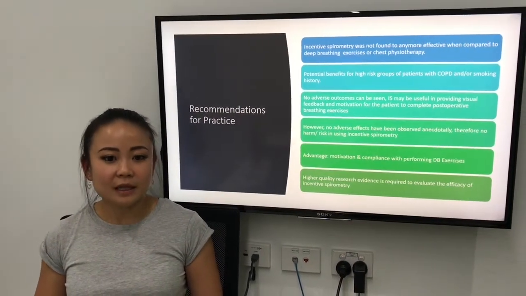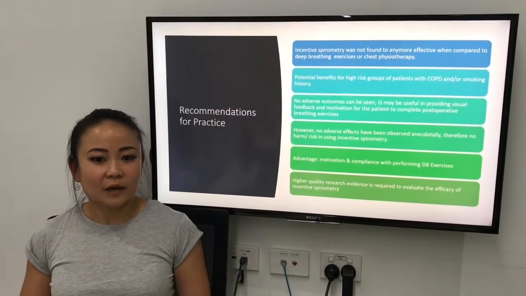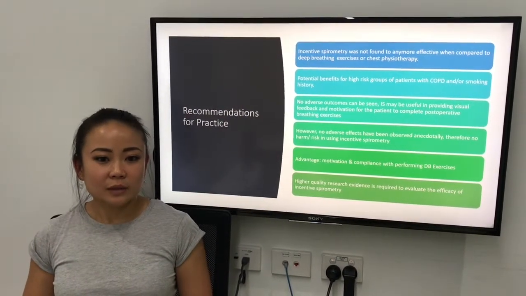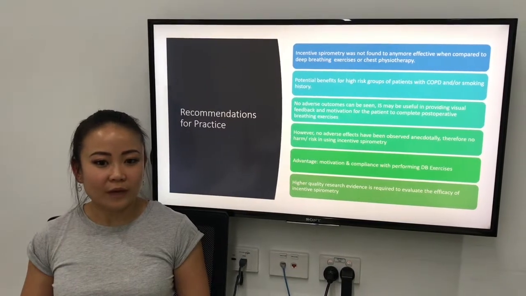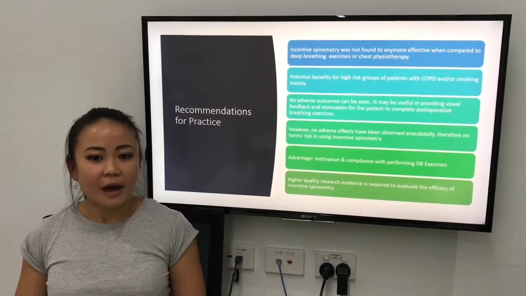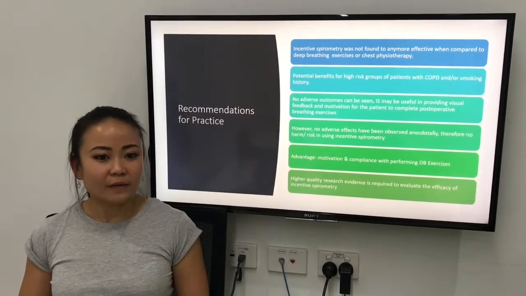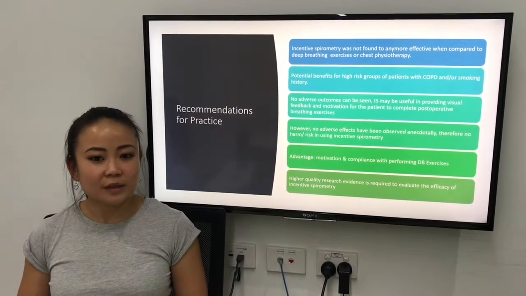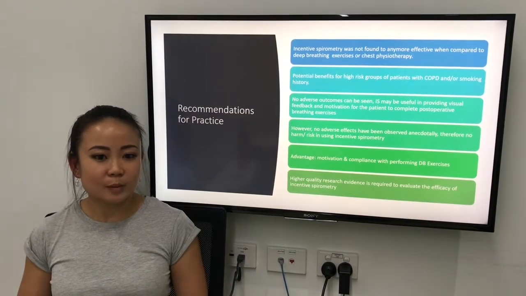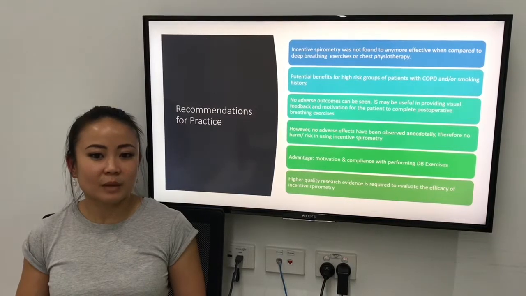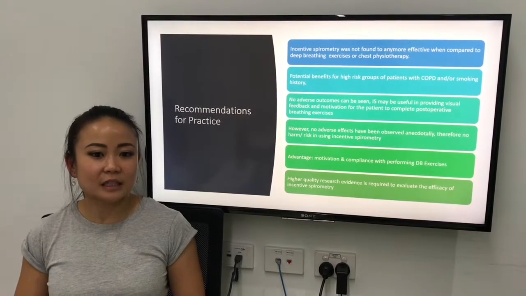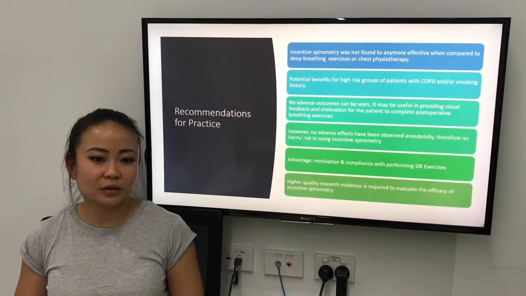As we have discussed, the research quality is not of the highest quality. Therefore, careful consideration is required when providing incentive spirometry as a form of treatment. However, neither of the studies reported adverse events as a result of incentive spirometry as a form of treatment when compared to deep breathing exercises and chest physiotherapy post-thoracic surgery.